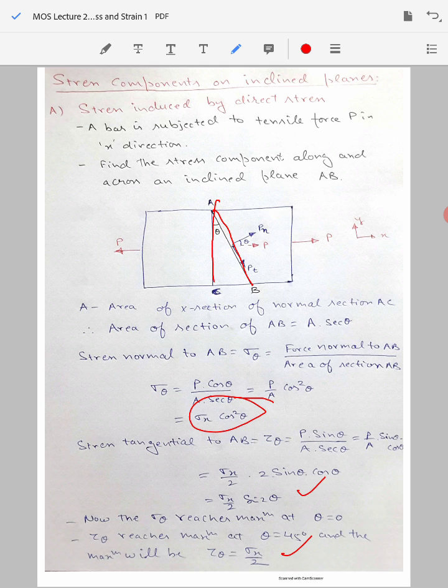You see here, you must have noticed that we are applying the normal load, but the planes which are inclined to the application of load will carry both normal and shear stresses, and these shear stresses will be maximum when the angle between the applied load and that particular plane is 45 degrees. So at these planes, the shear stresses will be maximum, and their maximum magnitude will be equal to sigma x by 2, or half of the applied normal stress.